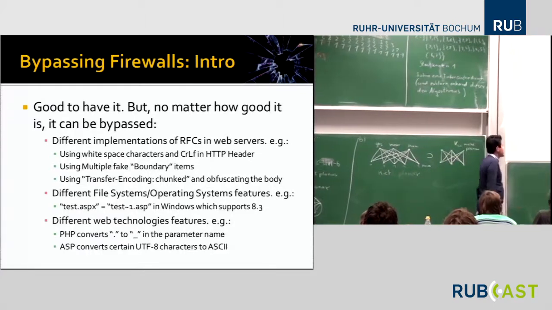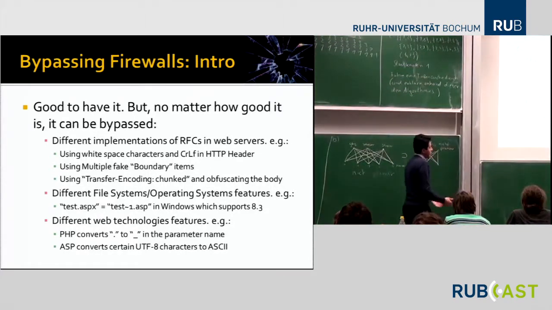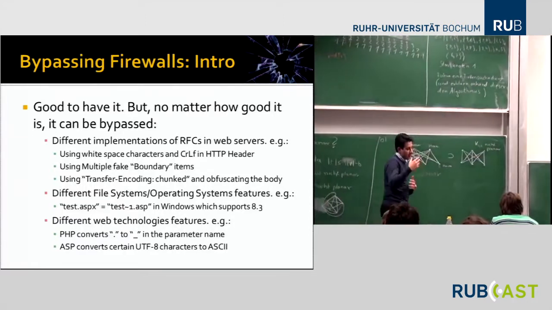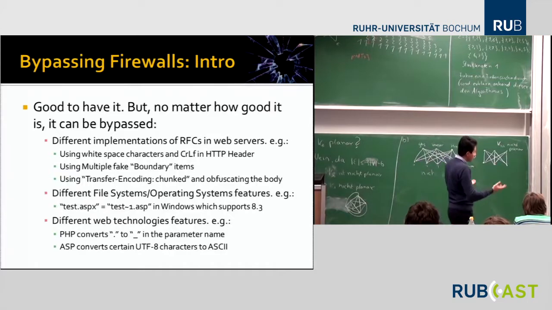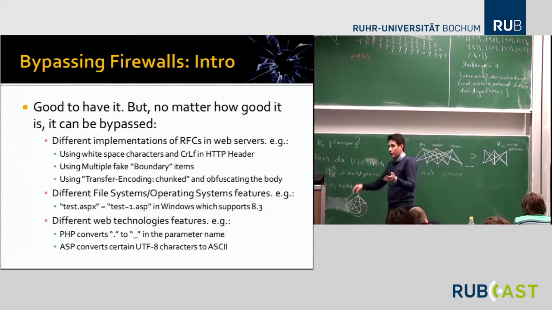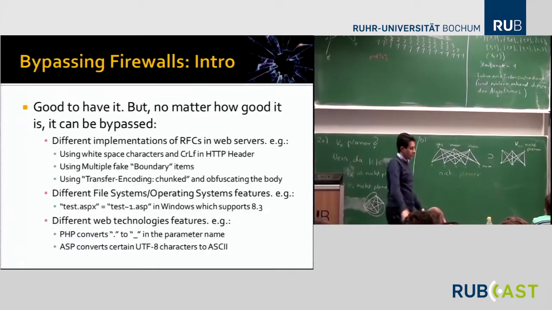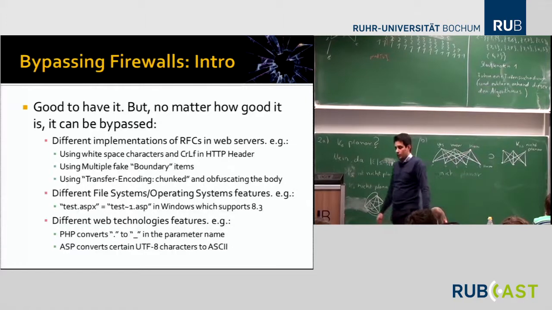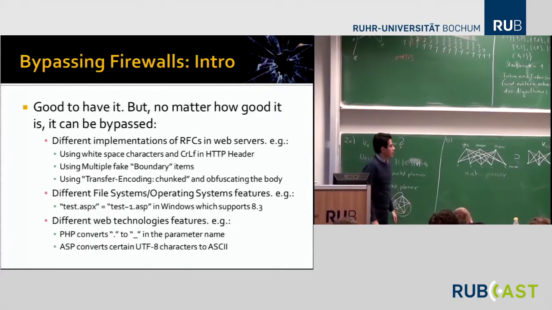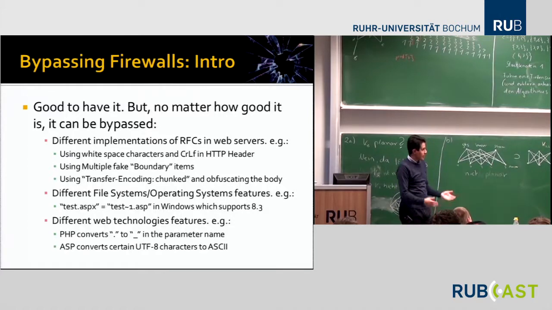Test.asp is equal to test~1.asp when the Windows 8.3 naming convention is enabled on that system. For example, different web technology features: PHP converts dot to underscore, or when you have a single square bracket in the input parameter, it converts it to underscore. And for example, ASP converts certain UTF-8 characters to ASCII.